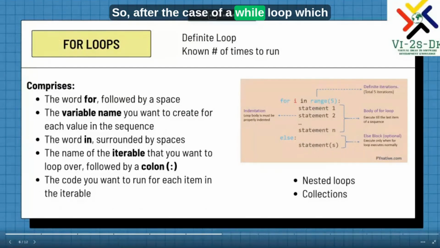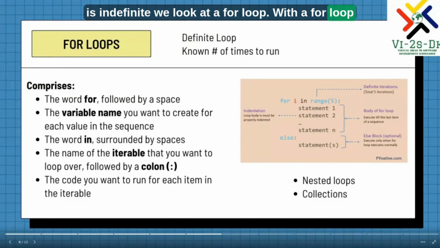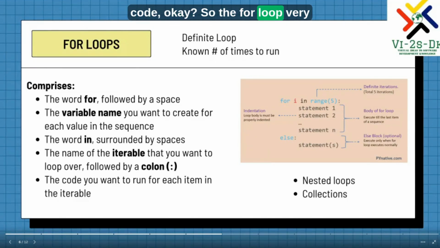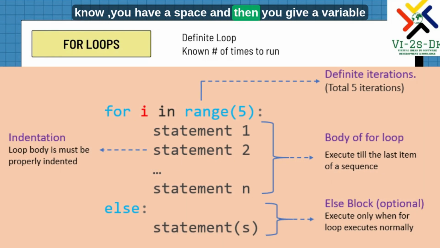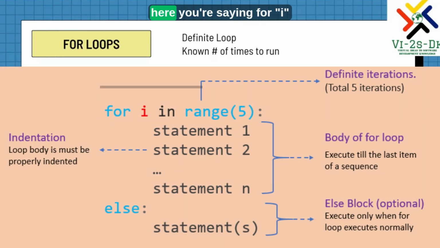So after the case of a while loop, which is indefinite, we look at the for loop. With the for loop, you actually know the number of times that you're going to run your piece of code. Okay. So the for loop, very similar to your while loop. It comprises of the for keyword. You have a space, and then you give a variable name. This is very important. Here you're saying for i in this range.